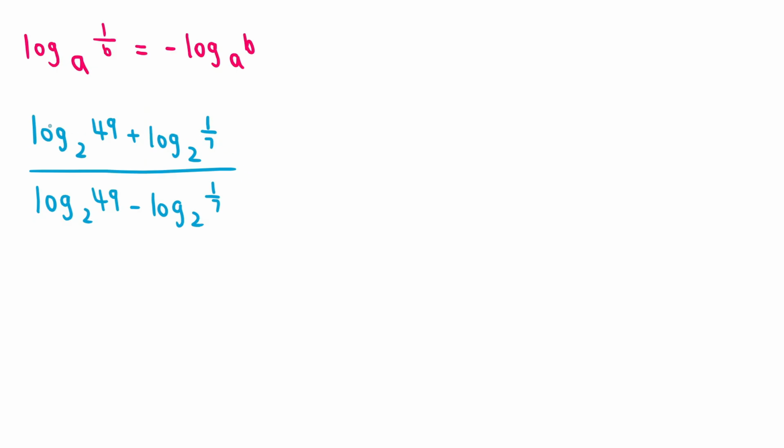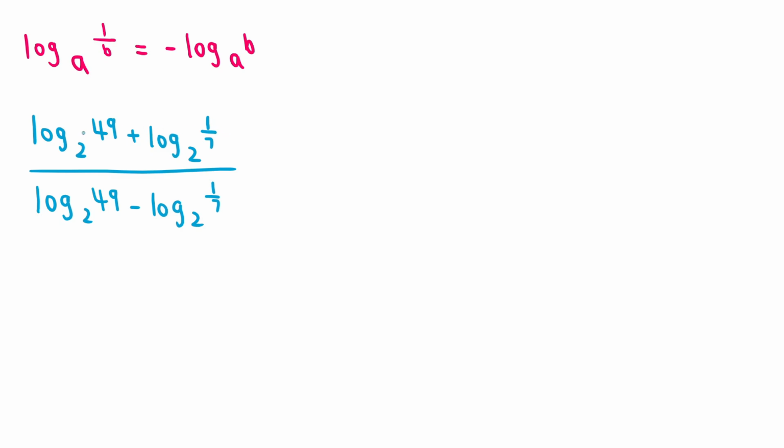Let's say we have log base 2 of 49 plus log base 2 of 1 over 7, and all of this is divided by log base 2 of 49 minus log base 2 of 1 over 7. We don't know the exact values for each of these individual terms, but if we apply the properties of logarithms, we might be able to simplify this into an exact expression.